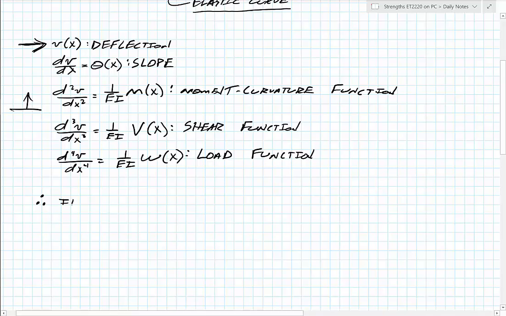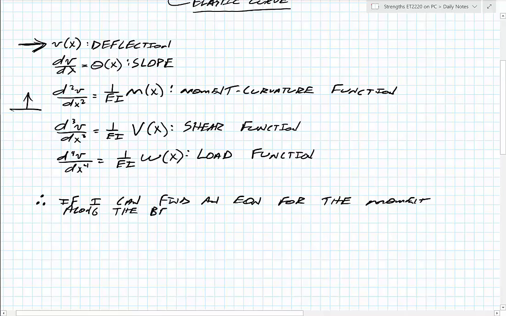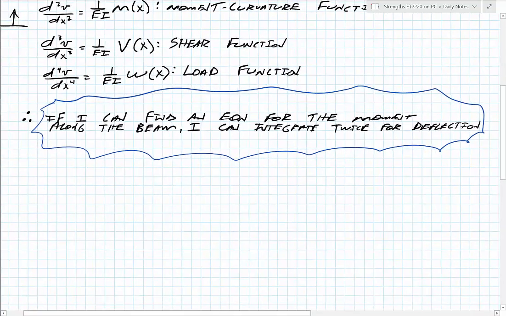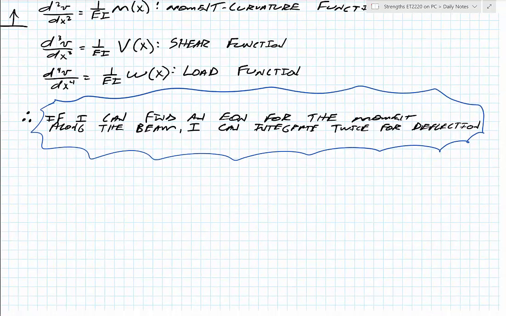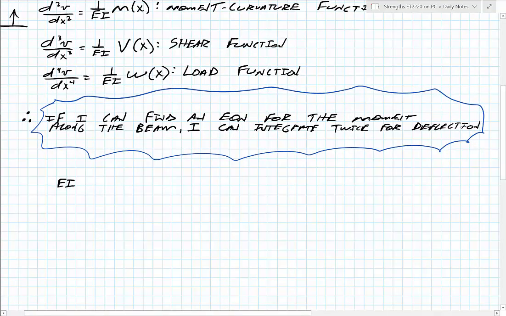So what we're going to say is, if I can find an equation for the moment along the beam, then I can integrate twice for the deflection. So what that looks like is, I can start with this EI constant. Now I'm moving it to the other side from what I had right there with the moment.